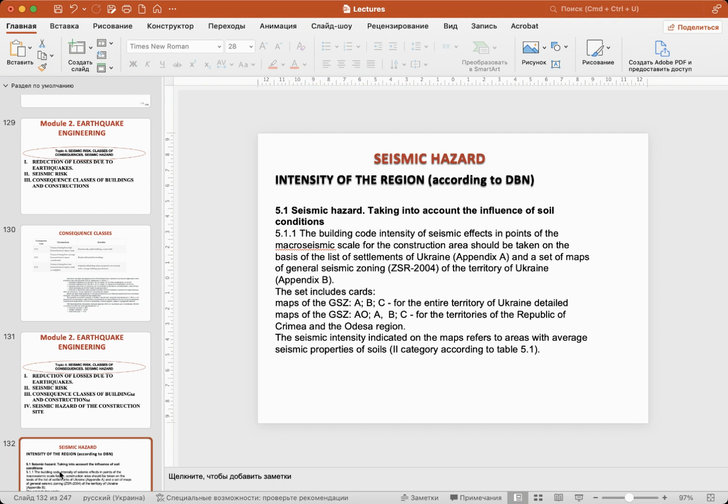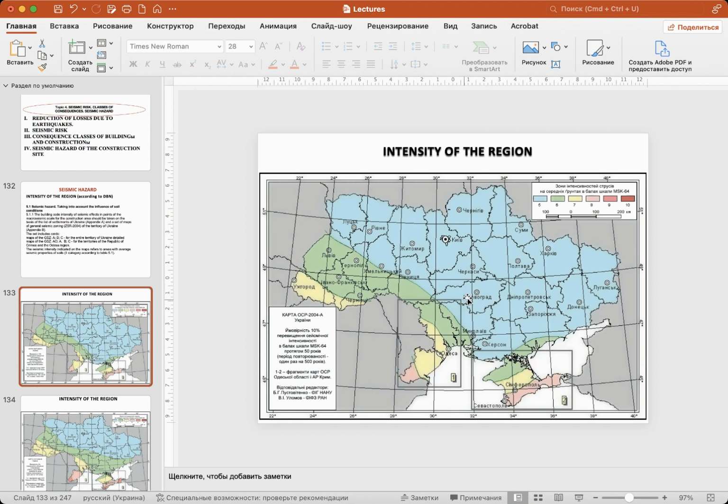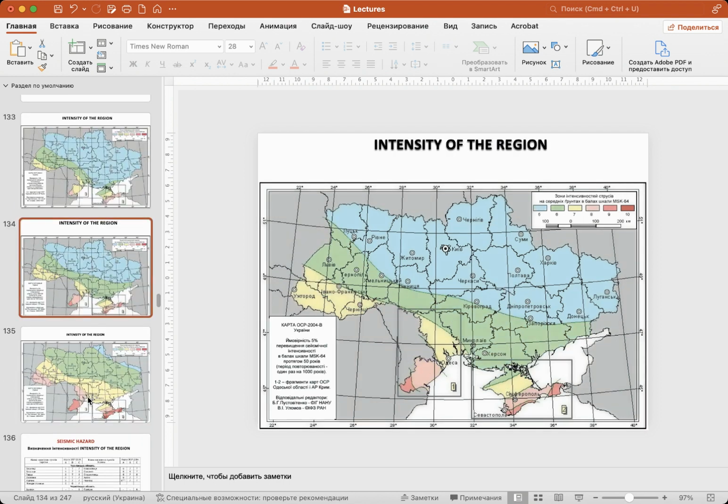And to define it, we have to use our building codes, DBN, and according to the appendixes to the DBN, we have to find the seismic zones on those maps called ZSR, Ukrainian OSR 2004. Those maps are in Appendix B to our building codes. And here are those maps.